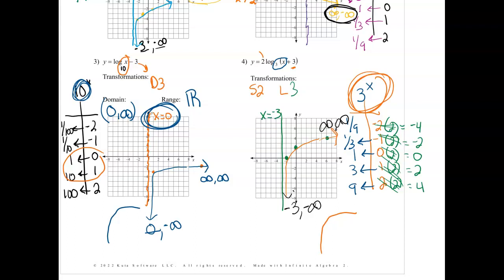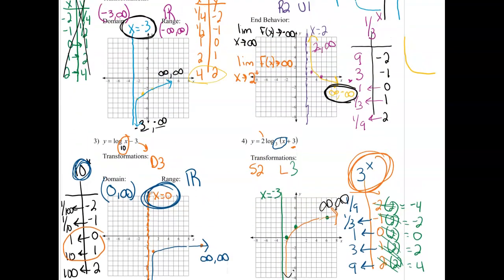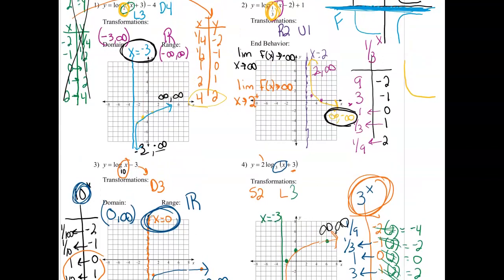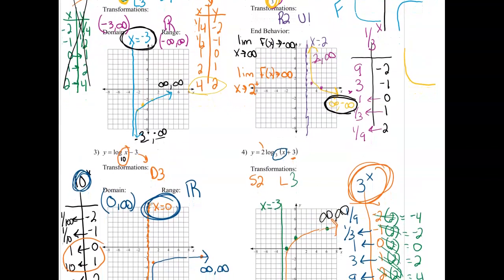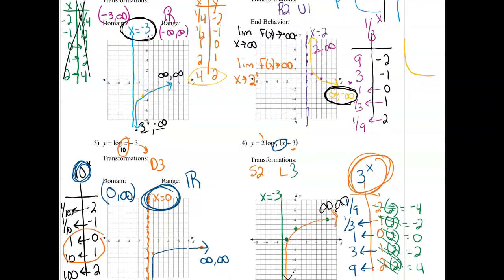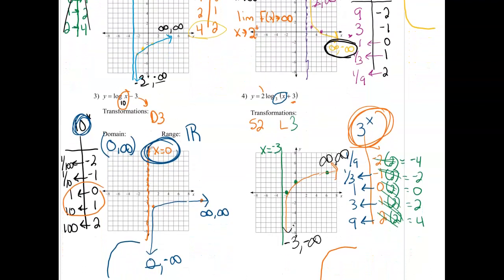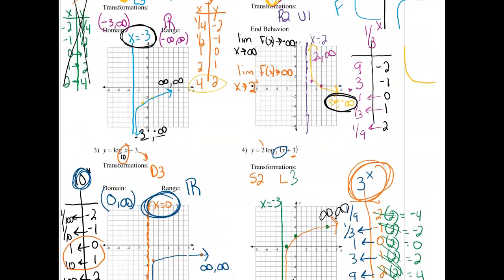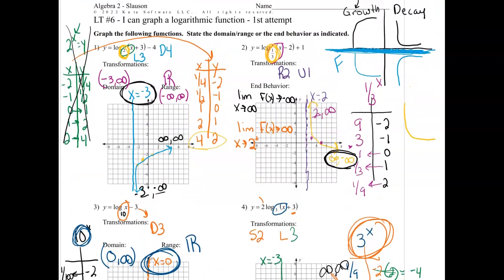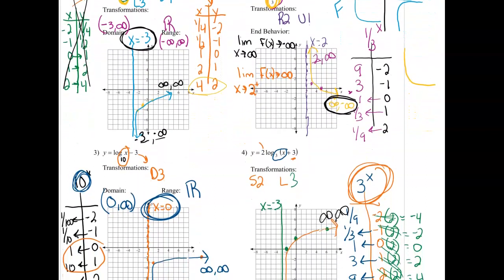So just a couple things to notice. The range in every problem is always all real numbers. And the other thing to notice, if you haven't noticed, is that your log function is always on the right side of that asymptote. It's never on the left side and never crosses the left side. So just some things to think about when you do take your second attempt. And that's it.